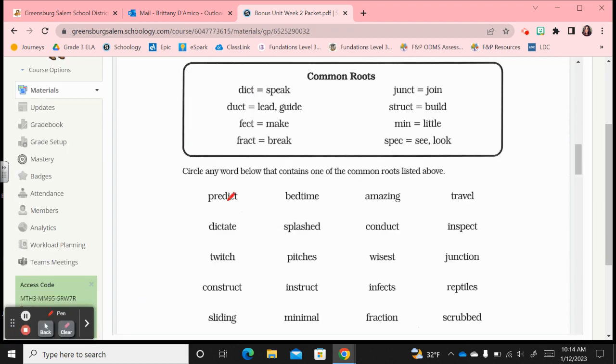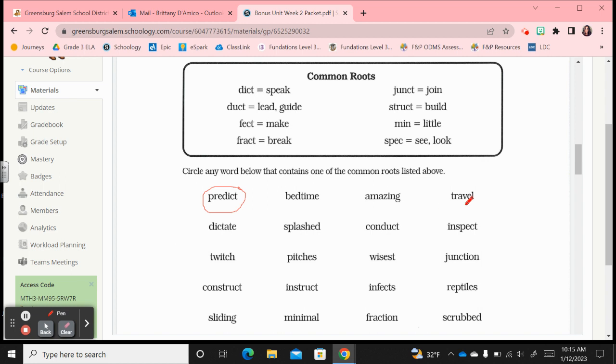Okay, so let's look at our words below and circle the ones that have a root. Well, we have the word predict. Do you notice it has that root D-I-C-T, predict? Yeah, that means you say something or speak something before it happens. That one definitely has this root. Now, bedtime, no, none of those are roots, so we're just going to leave it blank. Amazing, it has a suffix, ing, but no root.